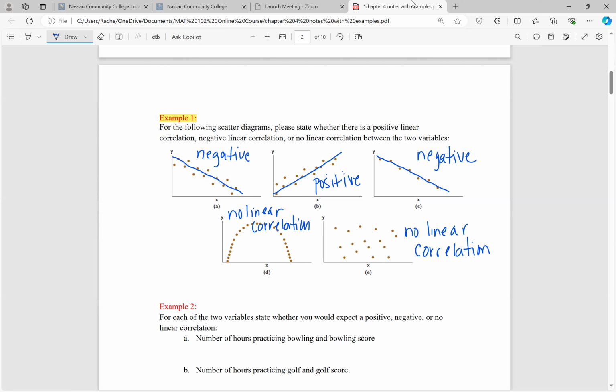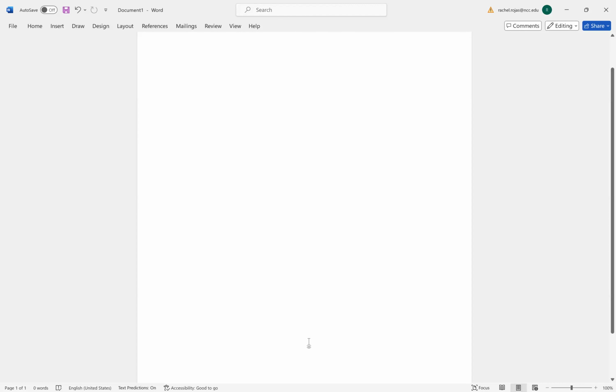So example 1 is just a nice example where we have to practice identifying positive versus negative versus no linear correlation. So hopefully now you're able to see the difference. Now, before we get to example 2, I want to talk about strength for a minute because we are going to talk about this in the next lecture, but I kind of want to start the ball rolling on that conversation. So I'm in the whiteboard right now because I just want to give you an example.